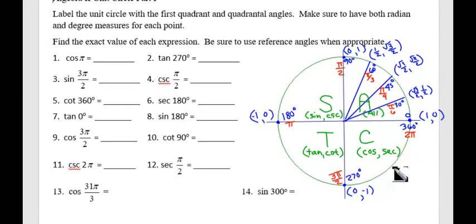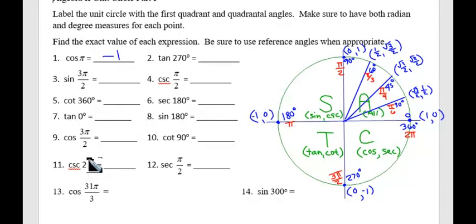So now that we have this labeled, we're going to use this to reference as we go through and answer these questions. And so I'll show you how we'll do a couple of these. In number 1, if we want to find the cosine of pi, first thing I want you to do is find pi on your unit circle. And you need to remember that cosine represents the x value at that location. So the x value is -1, and that is my answer.